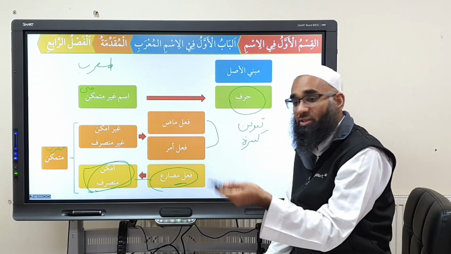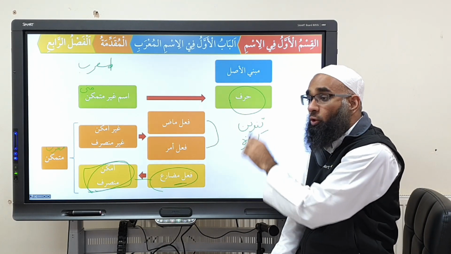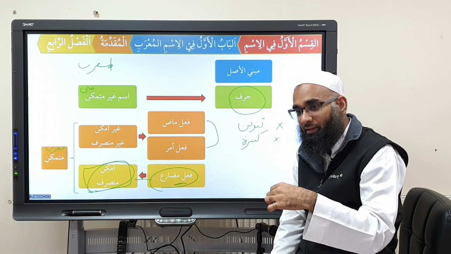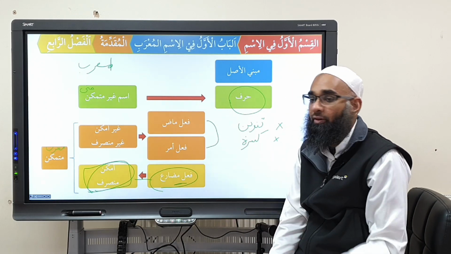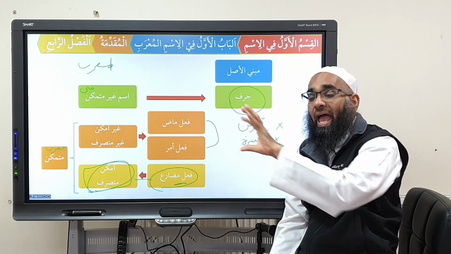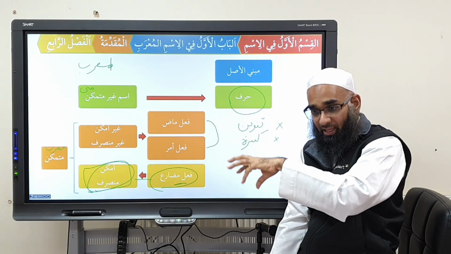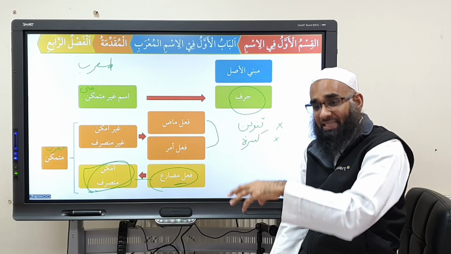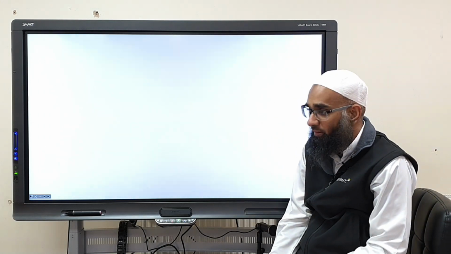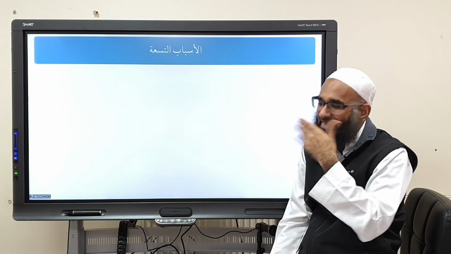So when a noun resembles a verb, it takes the rules of the verb, which is tanween and no kasra. And how does a noun resemble a verb? These are the nine things we have. If it has nine of these qualities, or certain elements within the nine factors which can make a noun resemble a verb, and if it has these things, you say it's ghayr munsarif, and it will not have a tanween or a kasra. Are you following?